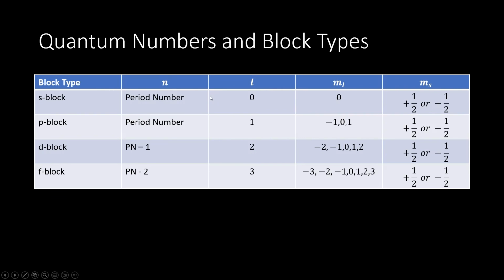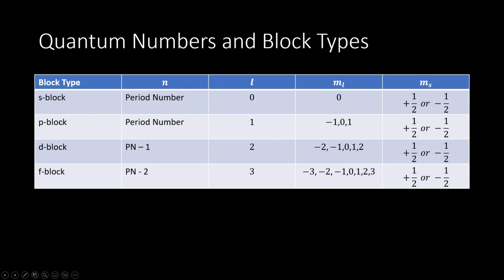So s always means L equals 0. M sub L therefore can range from negative to positive L. Well, for an s electron, M sub L has to be 0. And then M sub S can be positive 1/2 or negative 1/2.